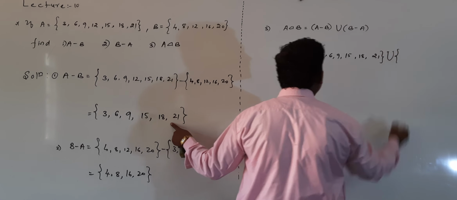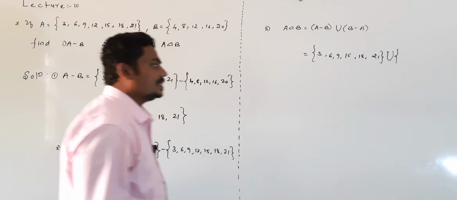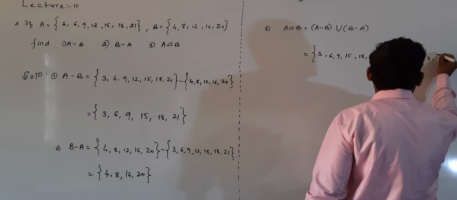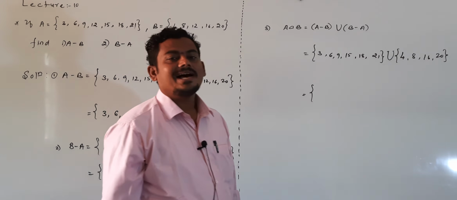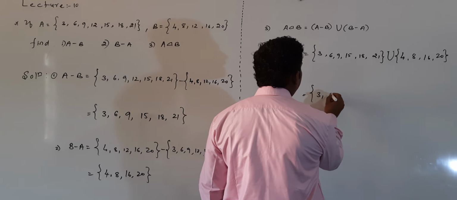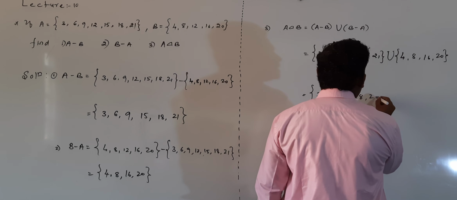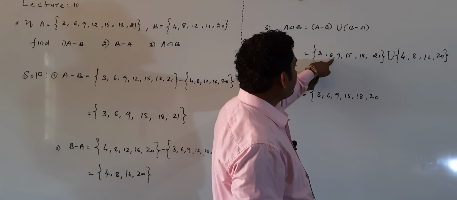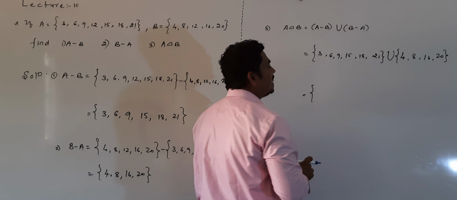Union B minus A. What is B minus A? This is our B minus A: 4, 8, 16 and 20. After that, you already know the union of two sets: write all those elements in A or in B or in both the sets.